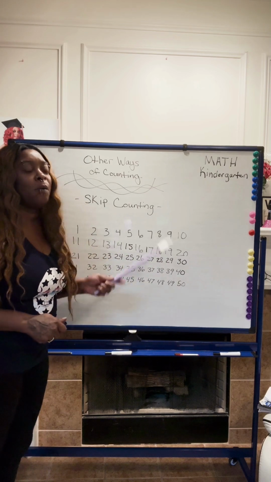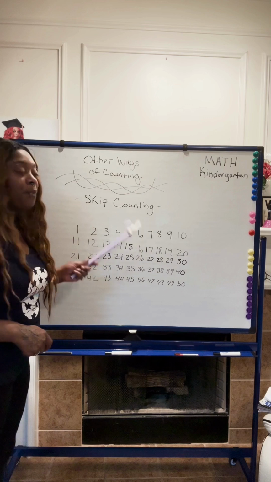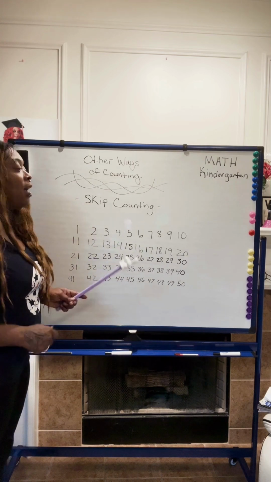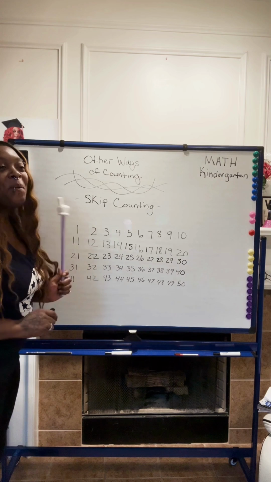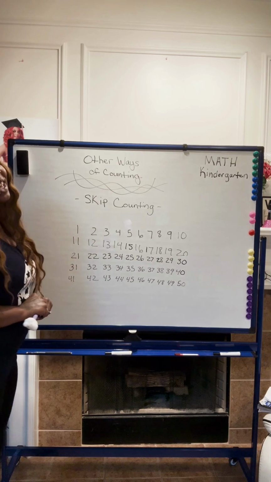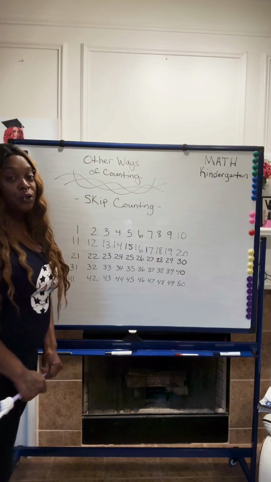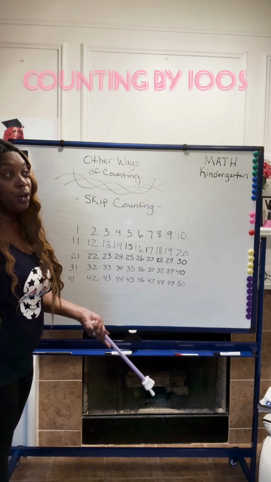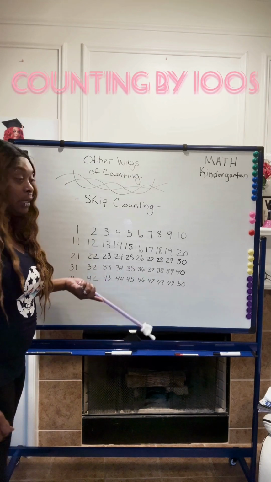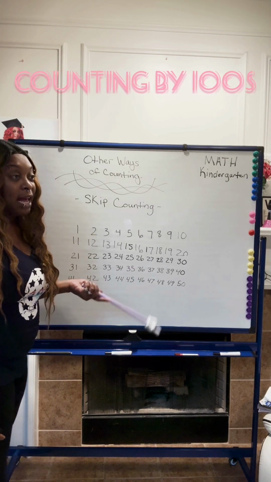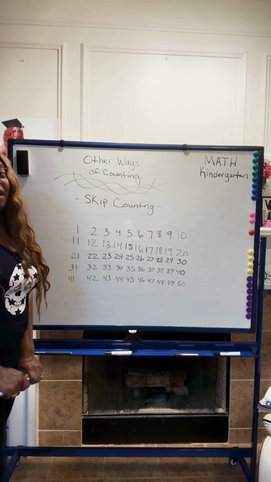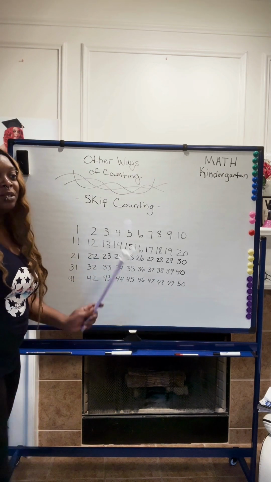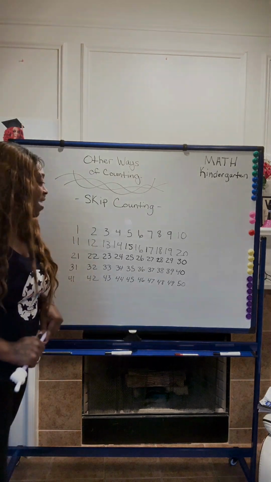Just try to count each number, the highest that you can. That way, you can use those skip counting methods later in math. And we will discuss that soon. Counting by 100, you can count 100, 200, 300, 400, 500, 600, 700, 800, 900, and 1,000, which is 1,000. So skip counting is very cool. It helps you get the job done a lot faster.